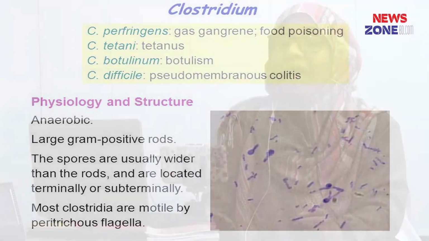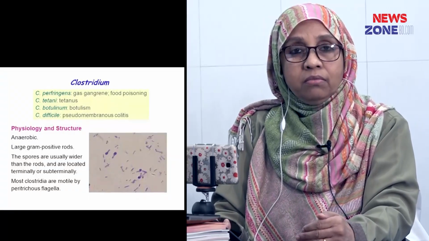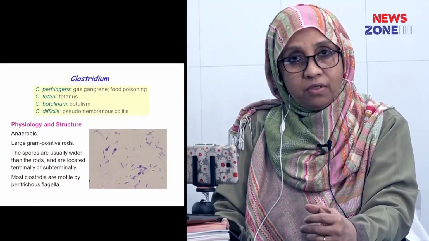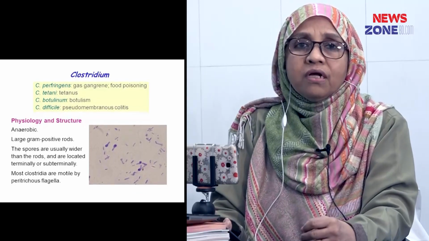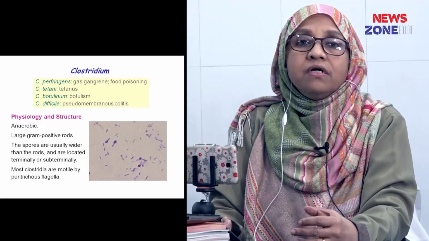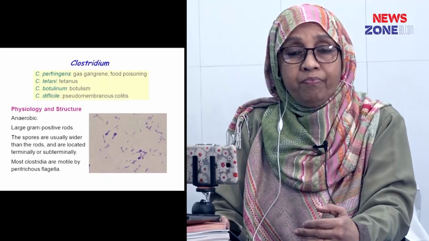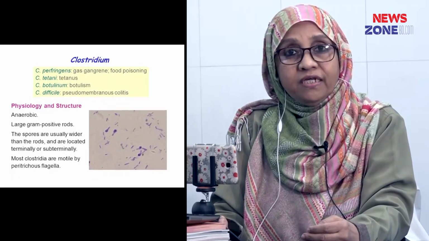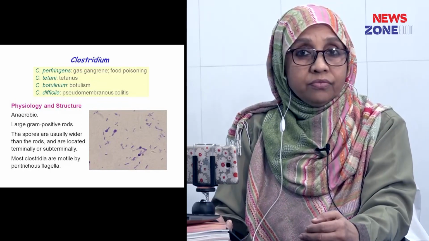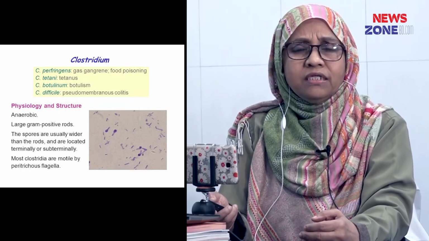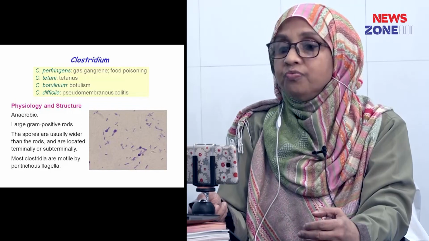So what we have are these gram-positive large bacilli which are anaerobic and have spores, and these spores are usually larger than the bacilli, so it gives a morphology like a drumstick appearance. They are motile with peritrichous flagella and they are not capsulated, with the exception of very few species.